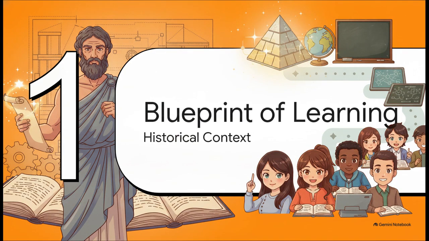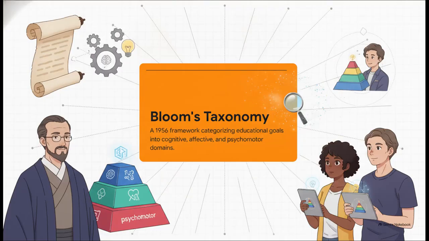The Blueprint of Learning. Back in 1948, the American Psychological Association started holding these conferences, and out of that, a committee of educators, led by a guy named Benjamin Bloom, set out to fix how curricula and exams were being designed. The result? Well, they published it in 1956, and it became known as Bloom's Taxonomy. The big takeaway here is that this taxonomy is kind of the ultimate blueprint. It takes educational goals and drops them into 3 distinct buckets, or domains: cognitive, affective, and psychomotor. It literally gave educators around the world a universal language to build their lessons and assessments.